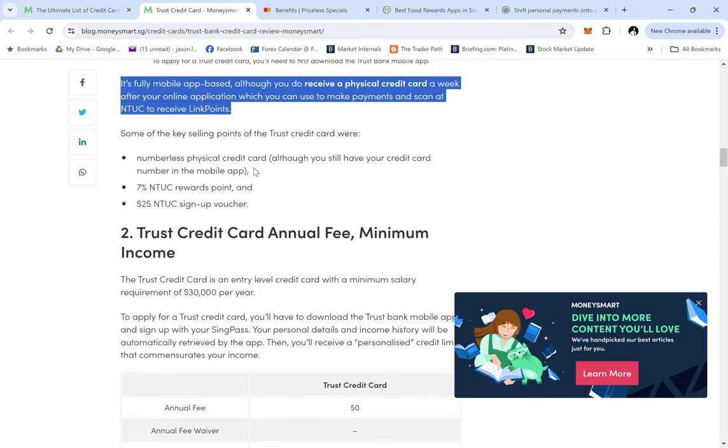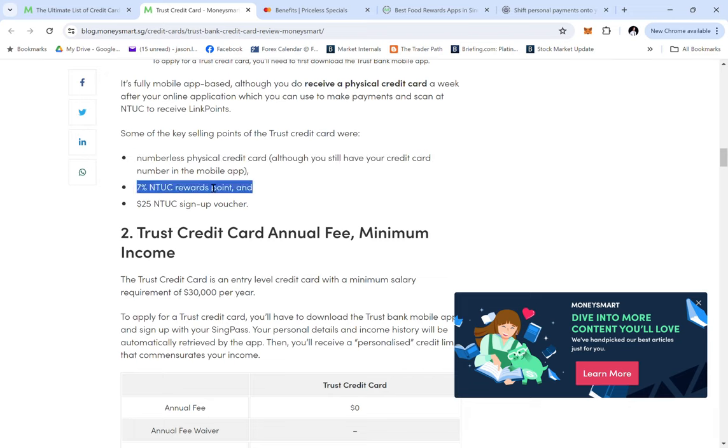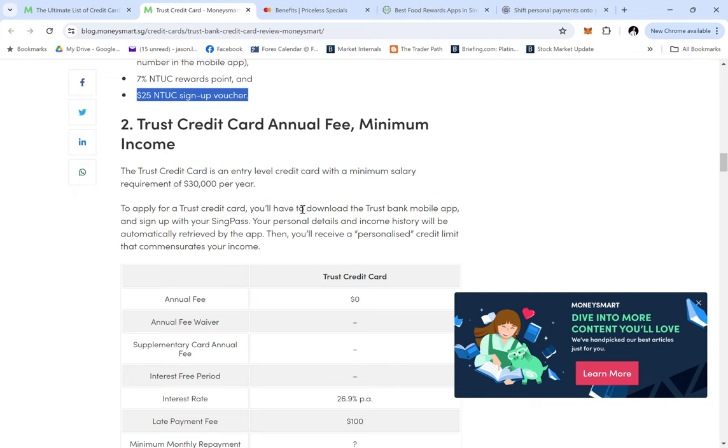Some of the key selling points is that it's a numberless credit card. You still have a credit card number in your mobile app, but on your physical credit card there are no numbers, of course to prevent theft. And you have 7% NTUC reward points and a $25 NTUC sign up voucher. So I would say, pretty okay, not bad.